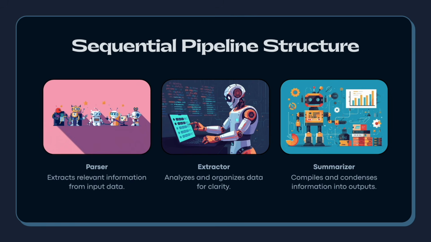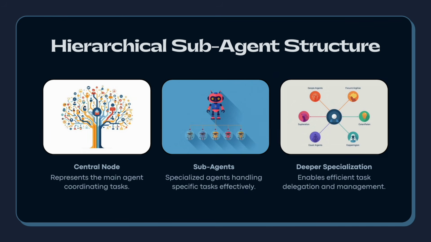So when to use this? Anytime your workflow has a clear pipeline, like data processing, content creation with review, or multi-step analysis, right? Or a pipeline or something like that, you will use this kind of pattern. Okay. Now, let's go to pattern number 3, the hierarchical sub-agent structure.